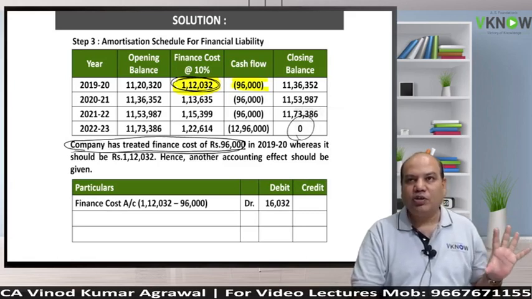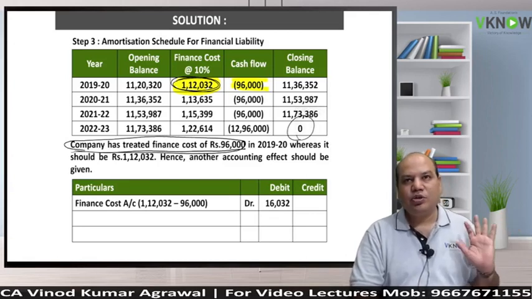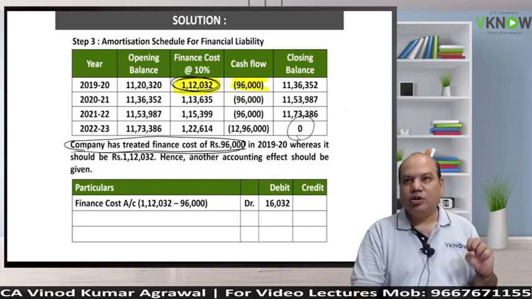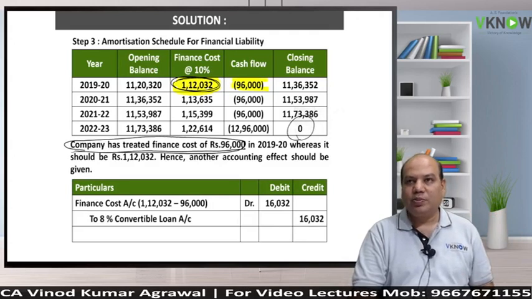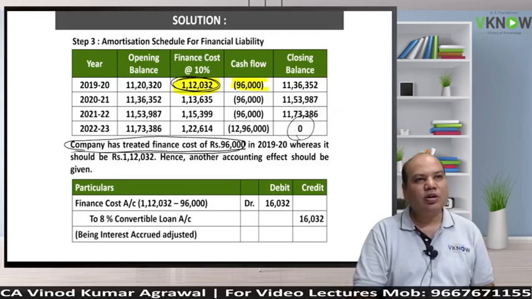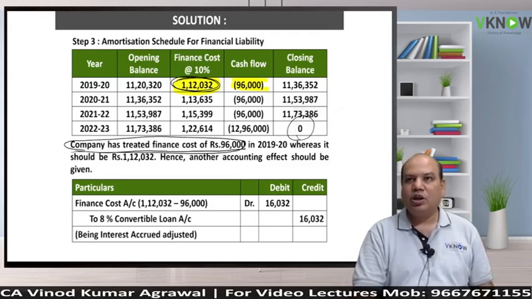So total finance cost debited would become now 1,12,032. And what about the credit? Not to bank. To bank was right. Credit will go to 8% convertible loan financial liability. So the liability part will increase.